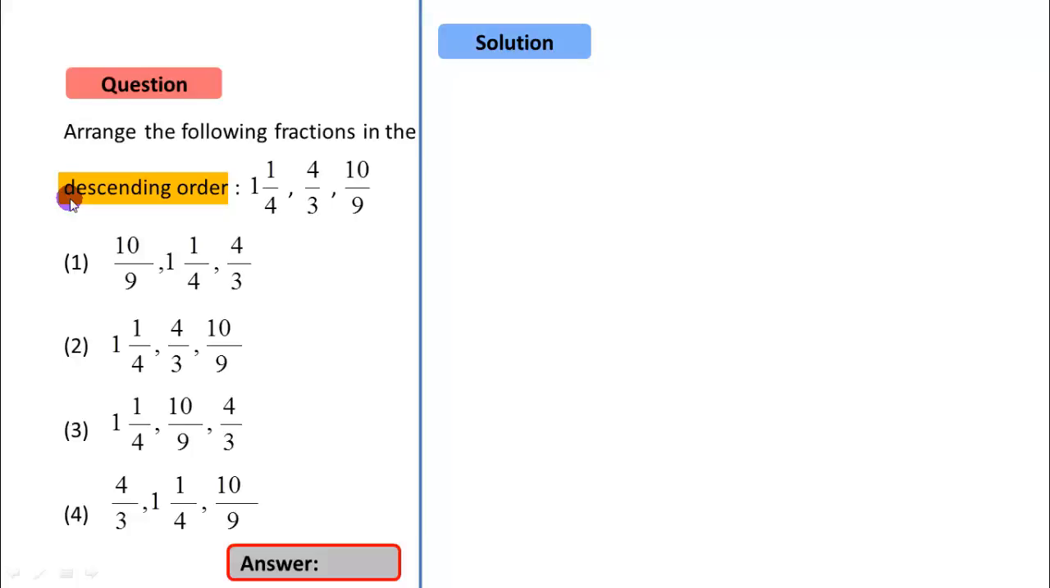Firstly, some of us might get confused when we see the word descending order. We might not remember if it's from biggest to smallest or smallest to biggest. So here's a method that will help you remember this easily.